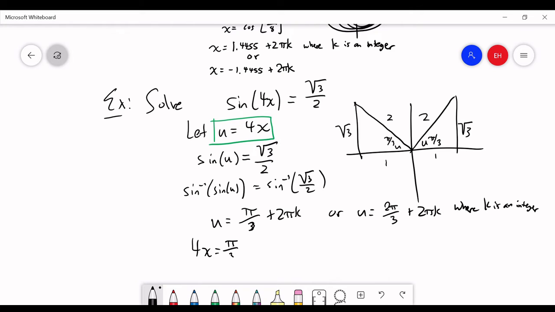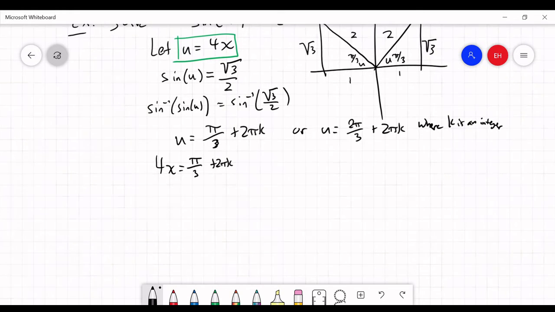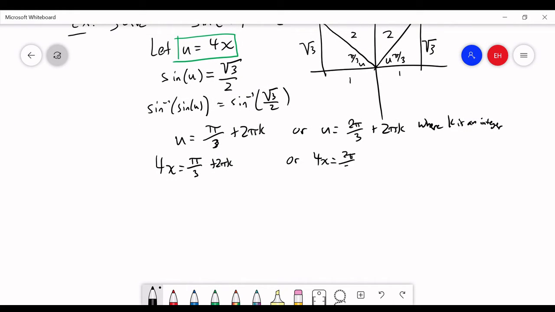4x equals pi over 3 plus 2 pi k, or 4x equals 2 pi over 3 plus 2 pi k. And now to solve for x, I'm going to simply divide by 4. I need to make sure I divide everything, including that 2 pi k rotation. So I'm going to get angle x is pi over 3 times 4, because the 4 goes in the denominator, plus 2 pi k over 4.